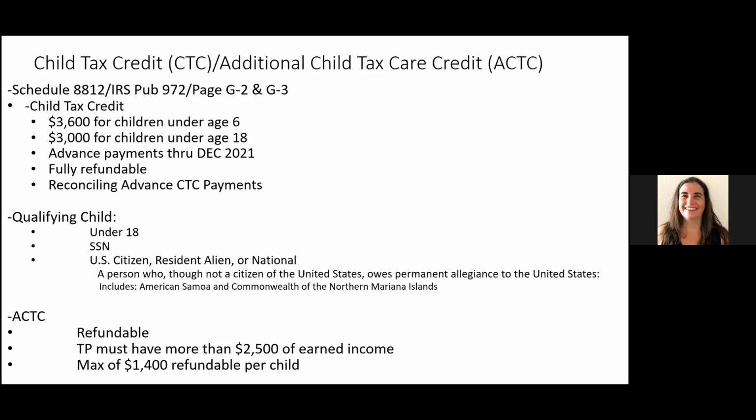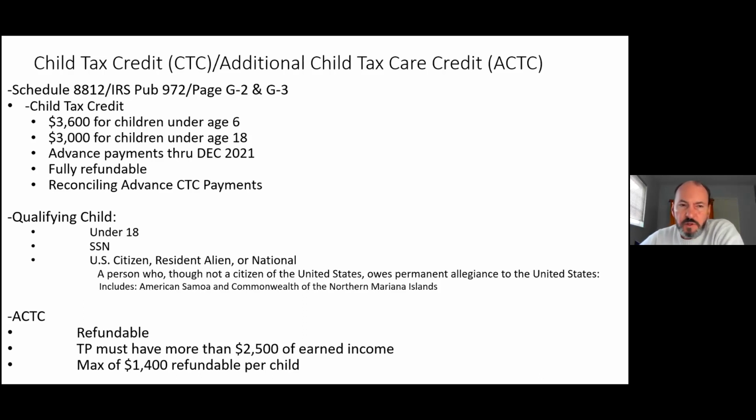Taxpayers with more than $2,500 of taxable earned income may be eligible for the additional child tax credit if they have at least one qualifying child. Taxpayers with 3 or more children may also be eligible for additional child tax credit regardless of their income, and limited to $1,400 per qualifying child. Okay, thank you, Marissa.